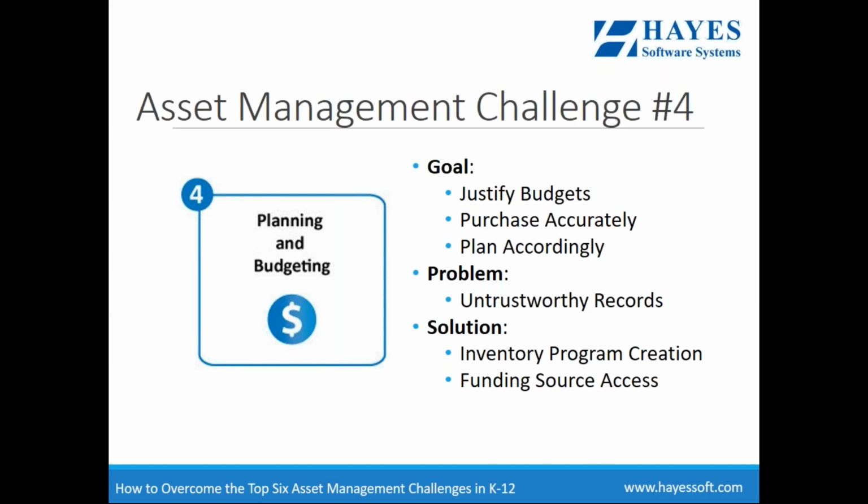Challenge number 4 affects both the district and school administrators responsible for evaluating needs and creating a budget. Without a formal process for communicating purchases and asset movement, decision makers can be in the dark trying to plan for the future. It's also possible that equity may be an issue in your district, without access to identifying not only the types and ages of assets across school buildings, but also the funding source of those assets.